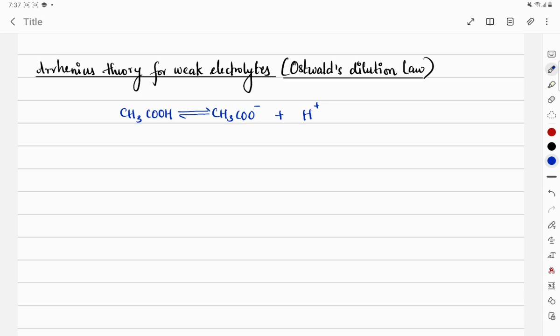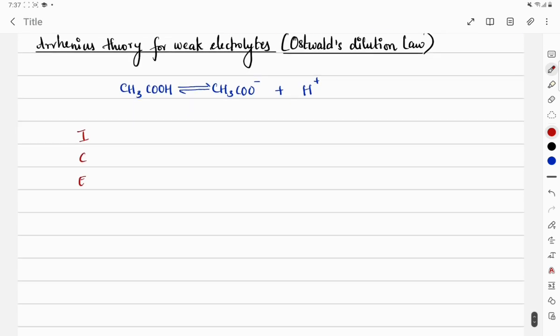Now we need to draw an ICE table for this. You will be studying the ICE table in detail in the equilibrium chapter, but just for using it here, I'll explain it to you. We usually use an ICE table for concentration terms, so you have to use it for concentration only. In this, I represents the initial concentration.